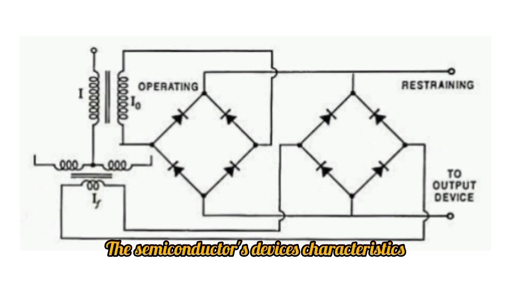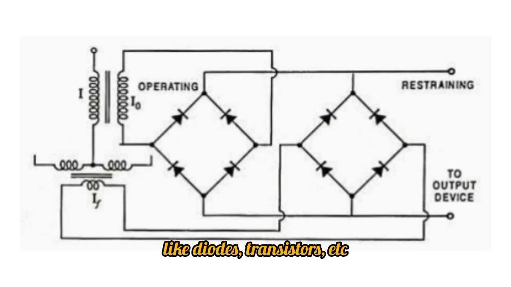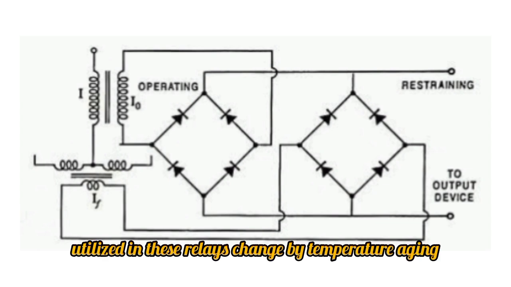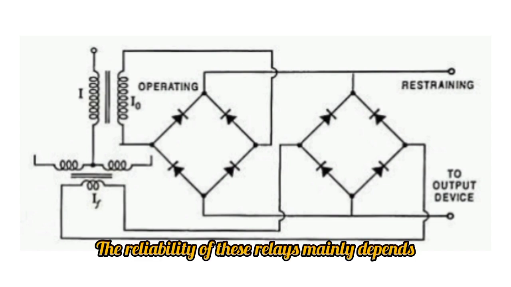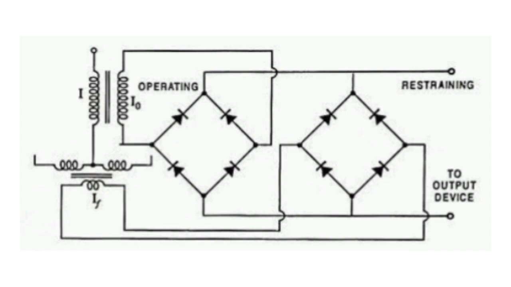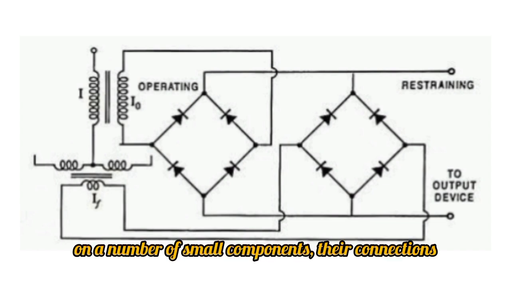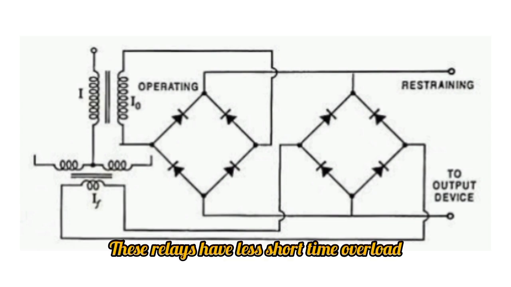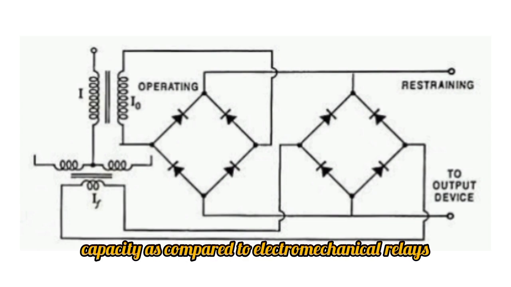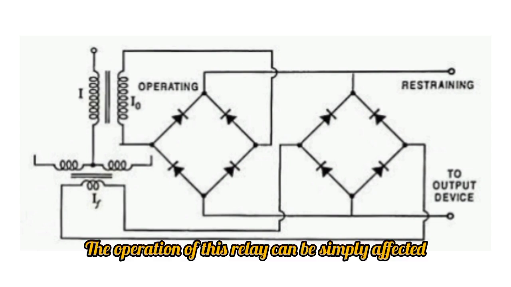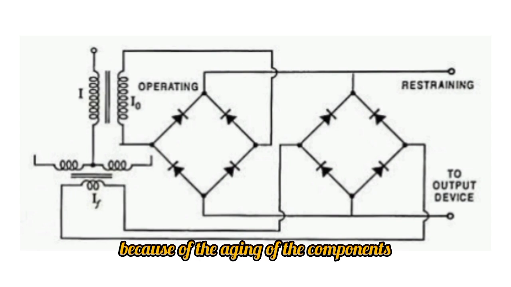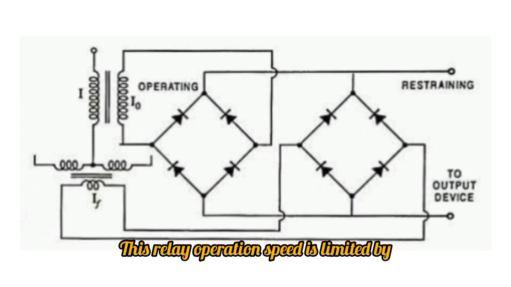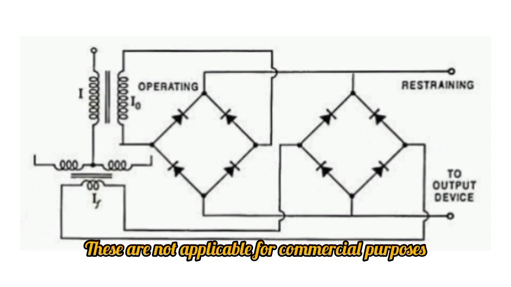The semiconductor device characteristics, like diodes, transistors, etc., utilized in these relays change with temperature and aging. The reliability of these relays mainly depends on a number of small components and their connections. These relays have less short-time overload capacity as compared to electromechanical relays. The operation of this relay can be simply affected because of the aging of the components. This relay operation speed is limited by the components' mechanical inertia. These are not applicable for commercial purposes.